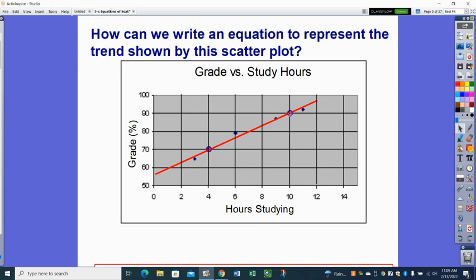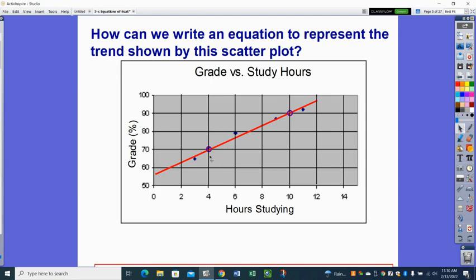It is linear. There are no outliers. There are no clusters, right? Remember that from last video. We draw our trend line through the center, and now we're going to learn how to write the equation of that trend line. So the first thing you need are 2 points on the line.